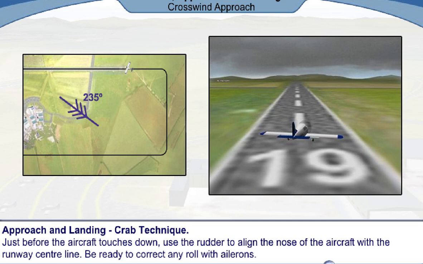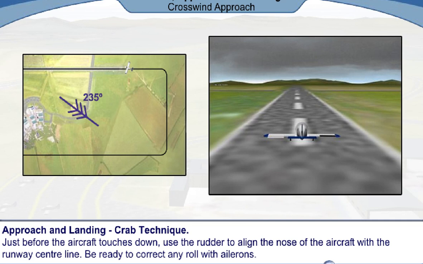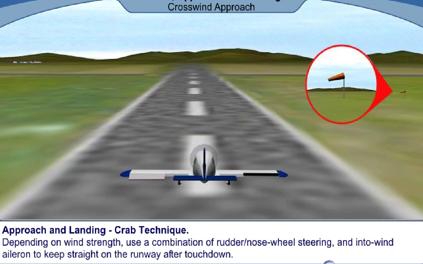After the roundout, and just before the aircraft touches down, use the rudder to align the nose of the aircraft with the runway centerline. Be ready to correct any roll with aileron. Because of the crosswind, there'll be a tendency to yaw after touchdown. This is corrected with rudder and/or nosewheel steering. Full aileron into wind may then be required to prevent the wing lifting during the landing run.